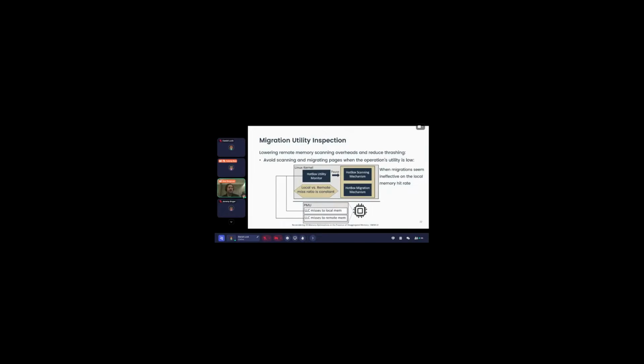Once the local hit ratio remains relatively constant, the migrations performed by Hotbox do not have any effect on the local memory hit rate. In that case, the utility monitor pauses the migration and scanning mechanisms in order to avoid scanning overheads and ineffective memory migrations. At this point, the system is essentially thrashing without performance gains from the migration operations. The utility monitor continues to inspect the LLC miss counters to detect any change in the state and resume migrations if necessary.